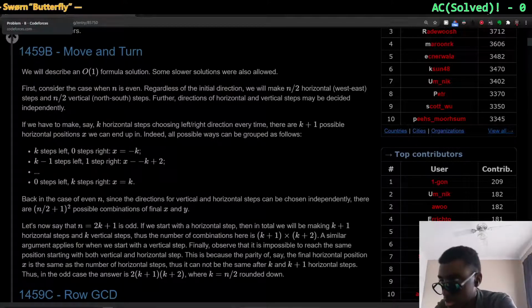Either k steps left, 0 steps right, x is equal to negative k. K minus 1 steps left, x is equal to negative k plus 2. Okay, so that makes sense. So, take 0 steps left and k steps right. Back in the case of even n, since the directions for vertical and horizontal steps can be chosen independently, there are (n divided by 2 plus 1) squared possible combinations of final x and y.